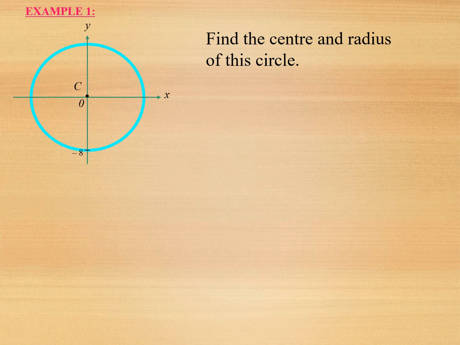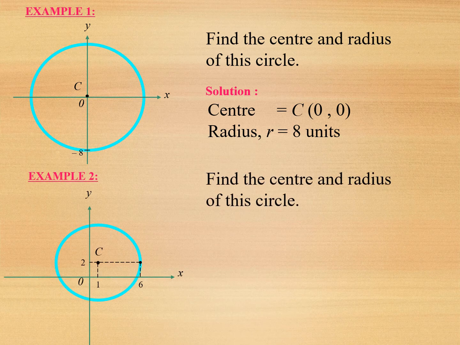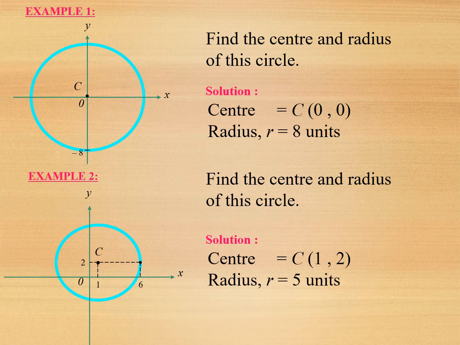Example 1. Find the center and the radius of the circle. Center, origin (0,0), radius equals 8 units. Example 2. Find the center and the radius of the circle. Center (1,2), radius 5 units.